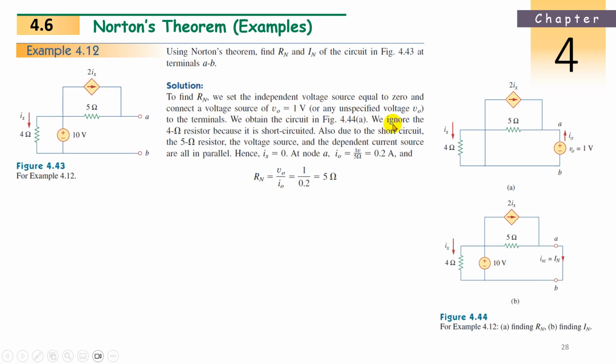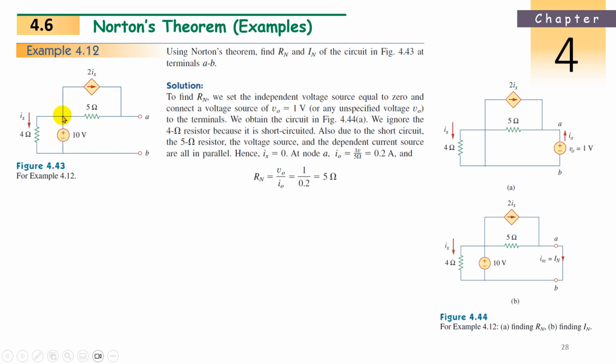Now in the circuit, we ignore the 4 ohm resistance. Why are you ignoring it? Because this voltage source, as per the independent source, is made 0. So it becomes short circuit. If it is a current source here, we can open circuit that one. Means we have to switch off the sources. So this becomes short circuit.